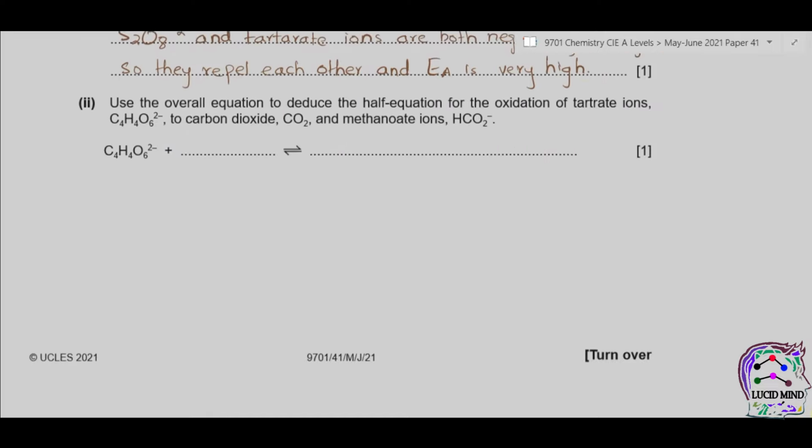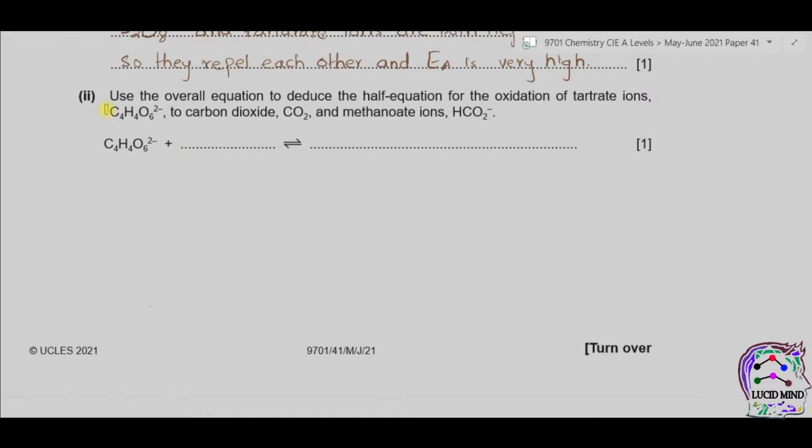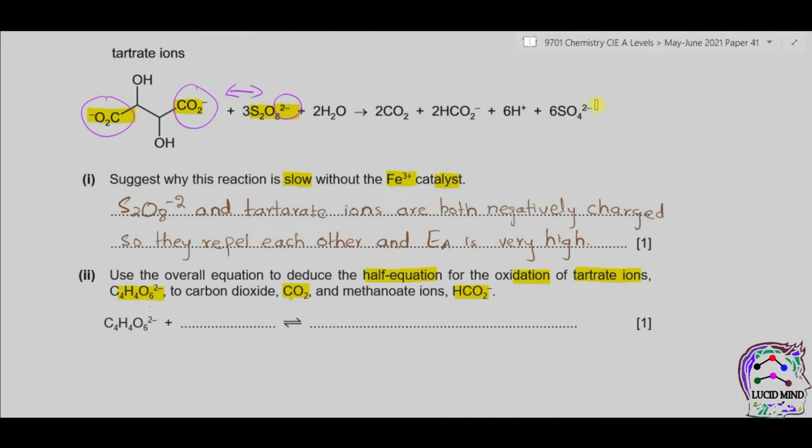Next part 2. Use the overall equation to deduce the half equation for the oxidation of tartrate ions to carbon dioxide and methanoate ions. Now we can look at the full equation. They have given this equation. We have to convert it into the half oxidation part. This is the full equation. Now we have to deduce the half equation for oxidation of tartrate ions.